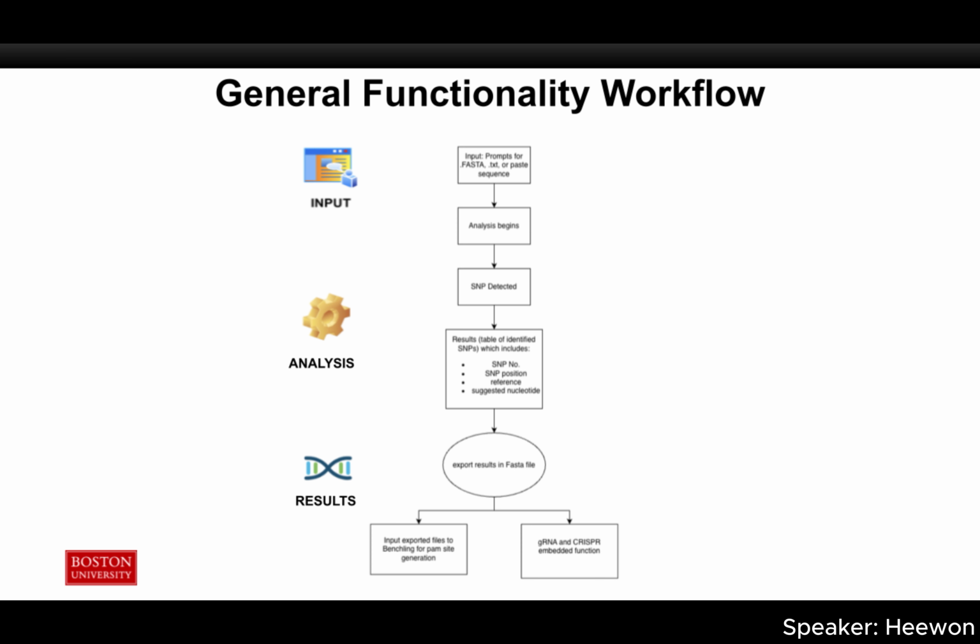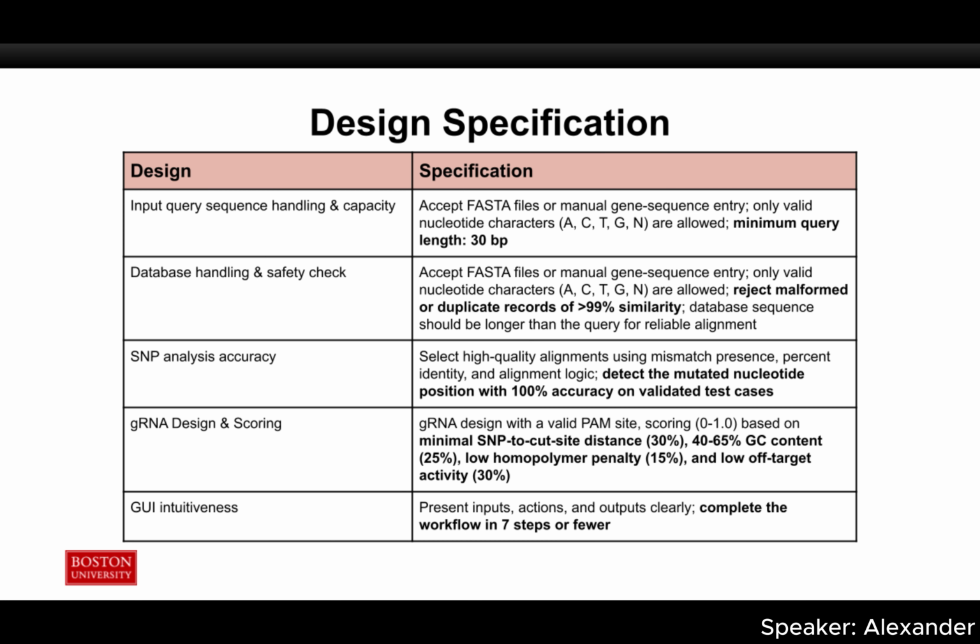Our design specifications focused on accuracy, safety, and usability. The system accepts FASTA files or manual DNA input with a minimum query length of 30 base pairs, while rejecting malformed or duplicate database entries. It is designed to detect SNP positions accurately, and its gRNA scoring considers PAM presence, distance to the SNP, GC content, homopolymer penalty, and off-target activity. Finally, the GUI was built so users can complete the workflow clearly in 7 steps or fewer.